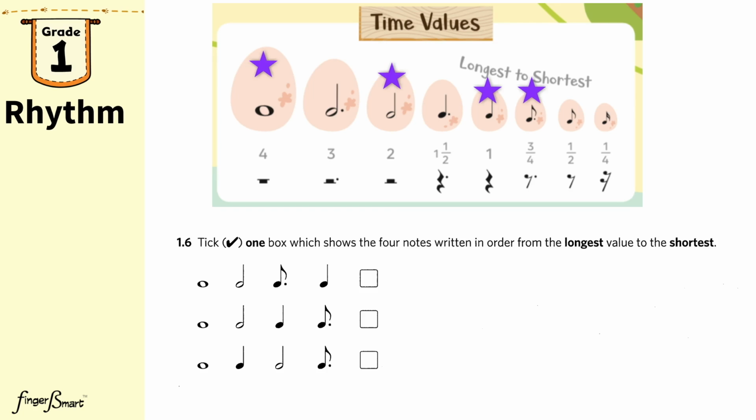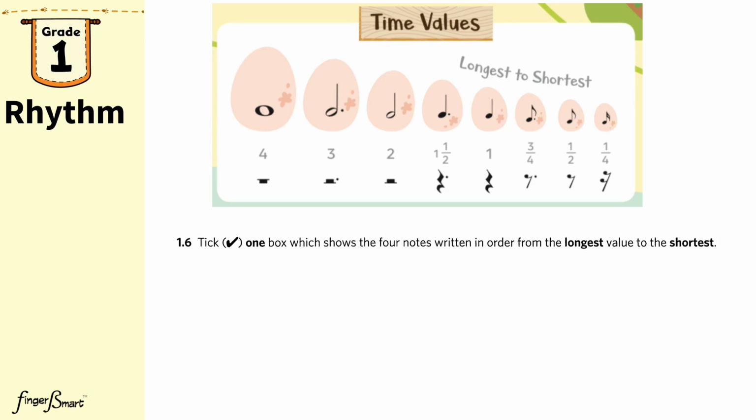Now, read this from the longest to the shortest. So which of these is the correct answer? A semibreve, a minim, a crotchet, and a quaver. You are right. Let's try another question.